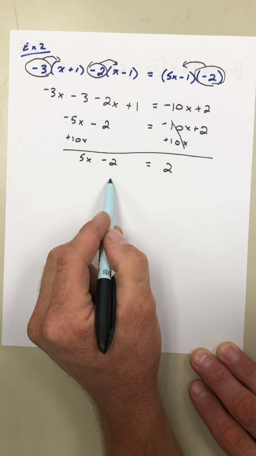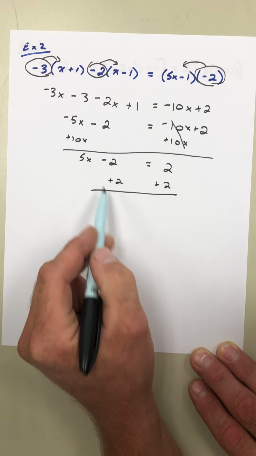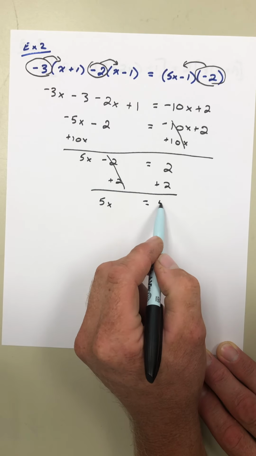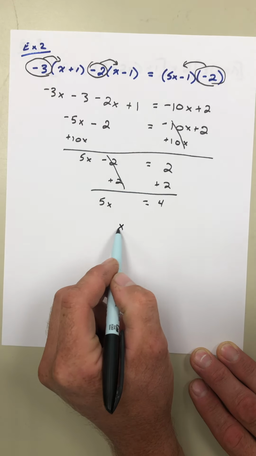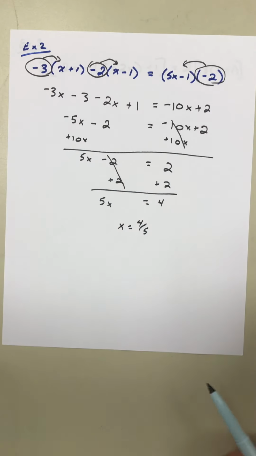Now I can go ahead and add 2 to both sides. Combining like terms, I have 5x, my negative 2 and 2, they're going to cancel each other out, and that's going to equal 4. I'm going to divide by 5 on both sides, so I'll end up with x equals 4/5. And I'm going to go ahead and leave it as a fraction.